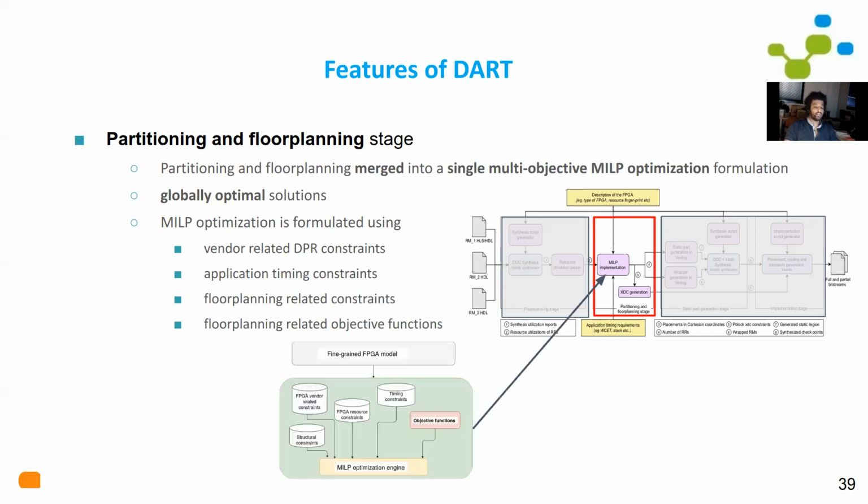So this MILP implementation block contains a set of constraints which are related to floor planning, the timing constraints, as well as some vendor-related constraints. All of these are formulated into an MILP, with a C++ implementation of the MILP. And finally, the MILP also supports objective functions and allows the designer to define the objective functions they want.